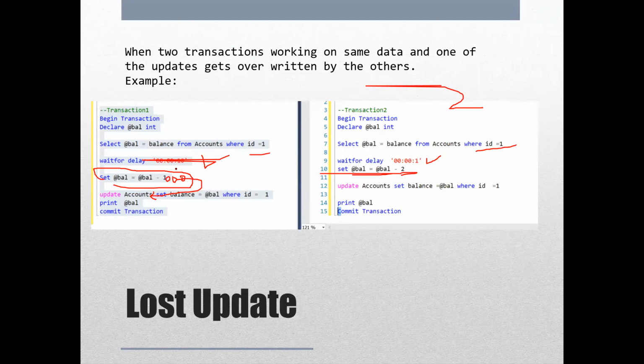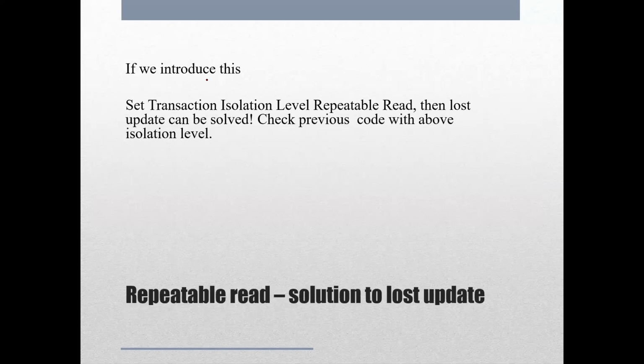Right. So we talked about lost update, and I hope now you have a good concept of this. Lost update means that some transaction updating in between, and those transactions are lost. And why are they lost? Because the other transaction has basically overridden those values. So we'll see how we can solve this. If we introduce this set transaction isolation level repeatable read, then lost update can be solved.